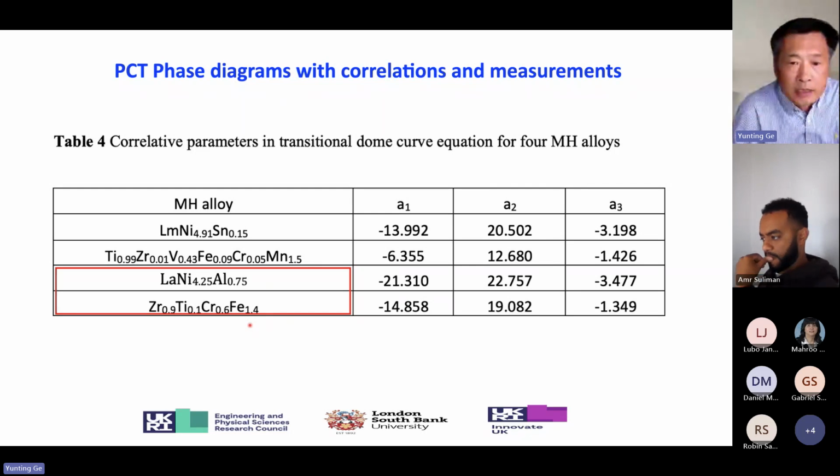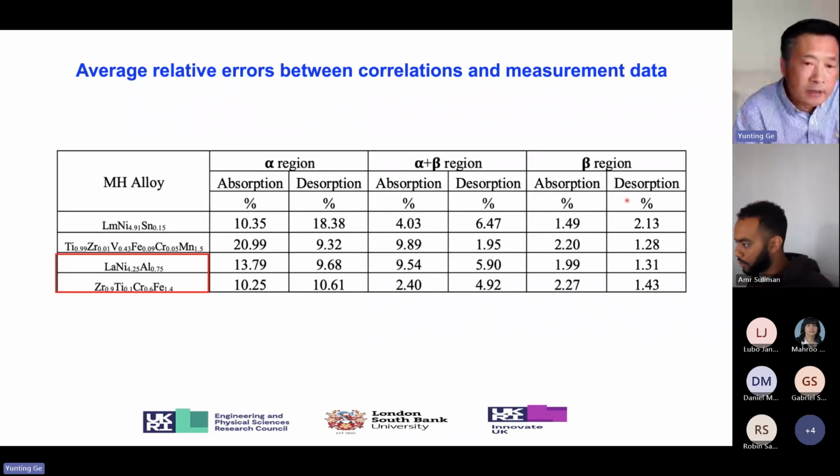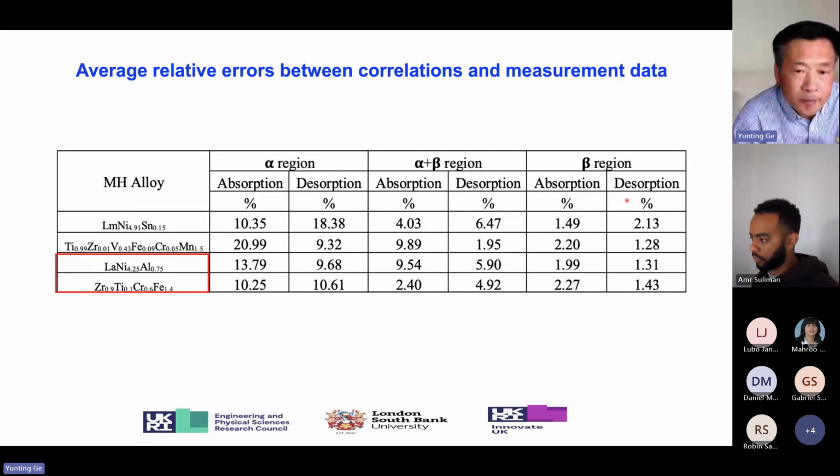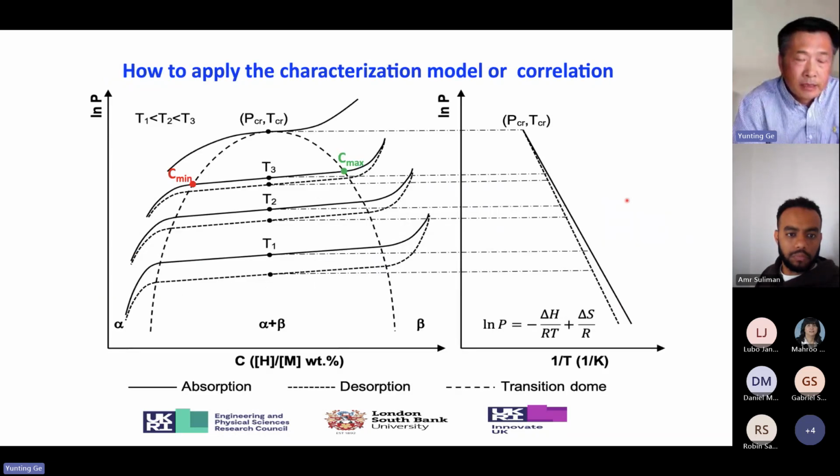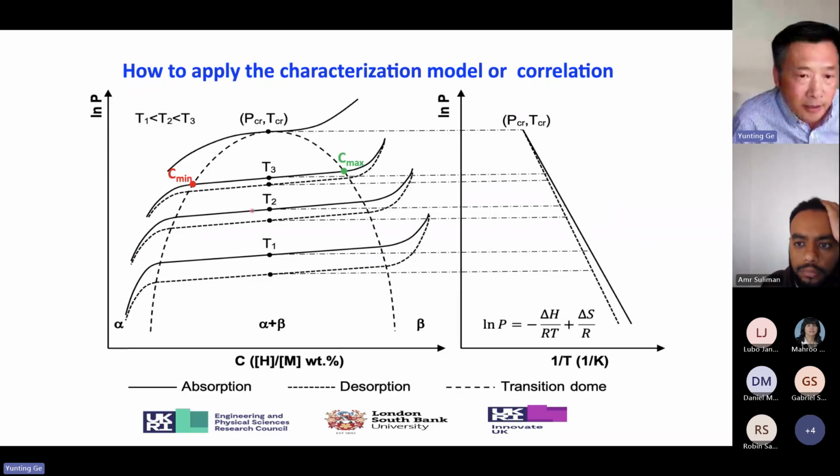And here, this is the dome curve for the three coefficients, A1, A2, A3. And we also gave some accuracy analysis comparing the simulation with the measurement. I think the model matches quite well with the measurement. So to utilize this model for the PCT profile calculation, we identify 2 points.